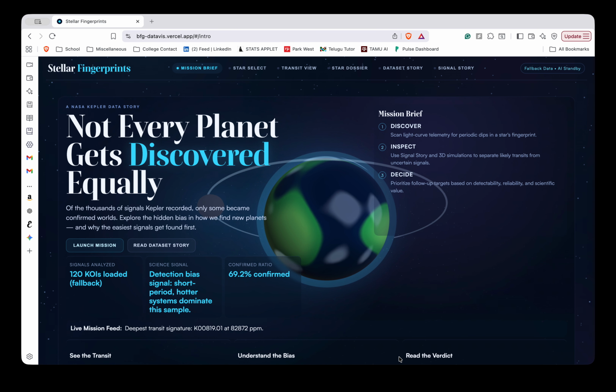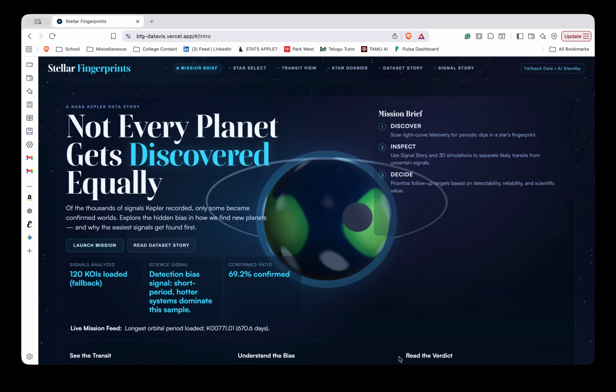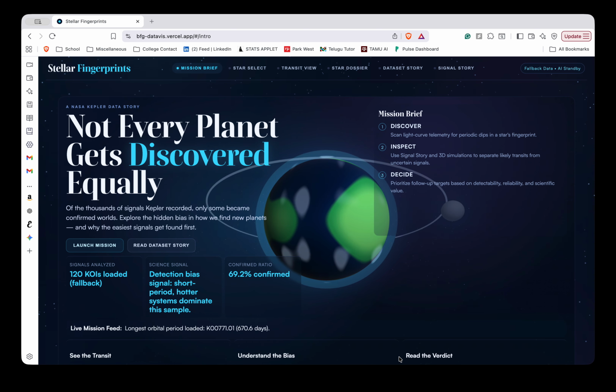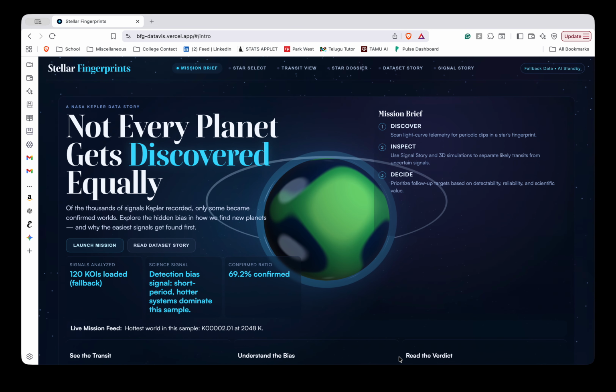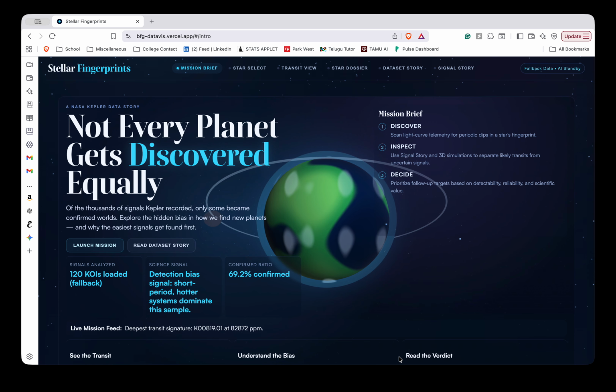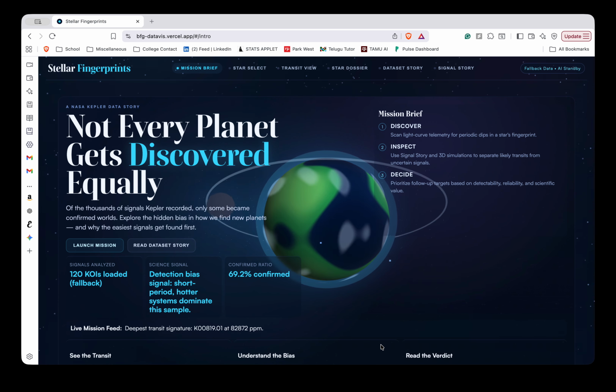And what ends up happening is Kepler confirmed over 2,700 planets, but flagged thousands more as candidates. And that transit method has a built-in bias. Planets that orbit fast and block more light are dramatically easier to detect. So there's a lot of bias here, and what we're doing is also mapping that bias.